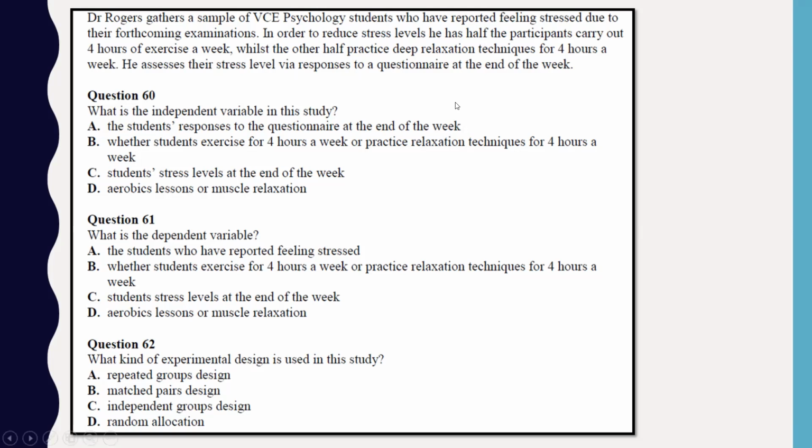In order to reduce stress levels, he has half the participants carry out 4 hours of exercise a week, whilst the other half practice deep relaxation techniques for 4 hours a week. He assesses their stress level via responses to a questionnaire at the end of the week.